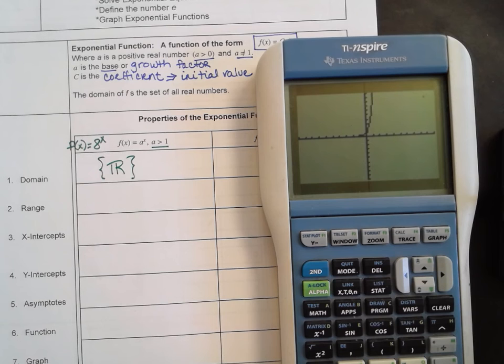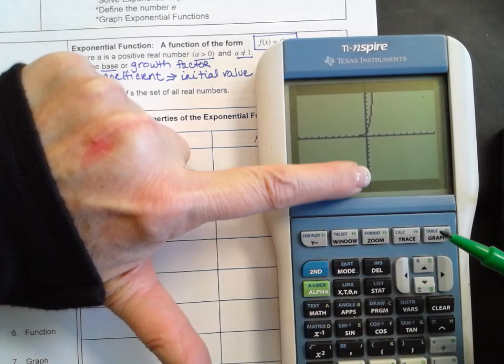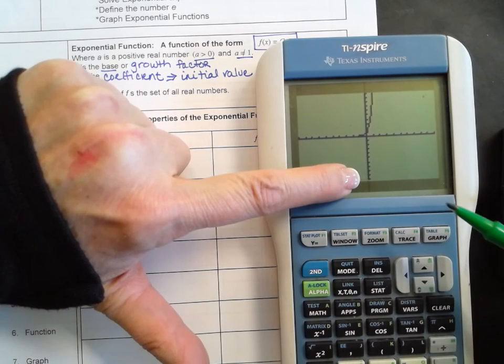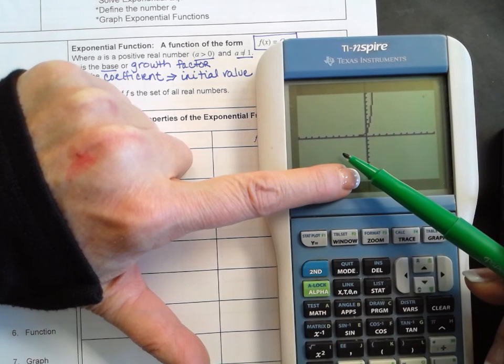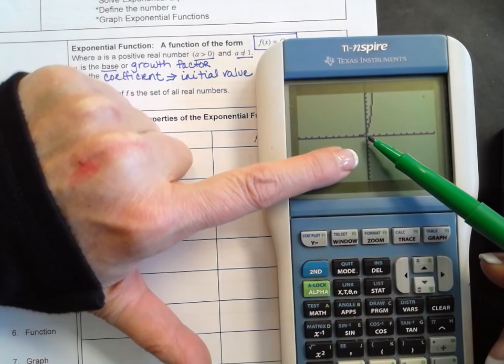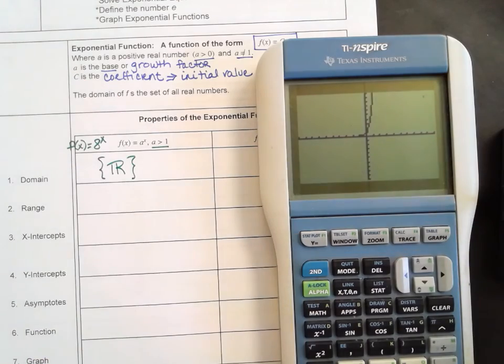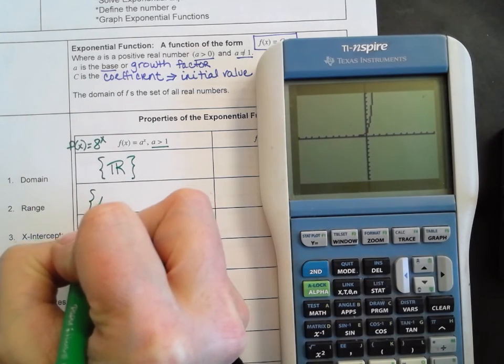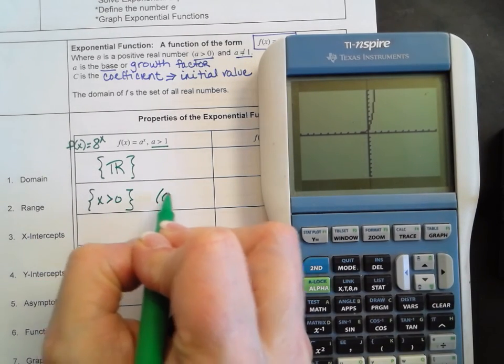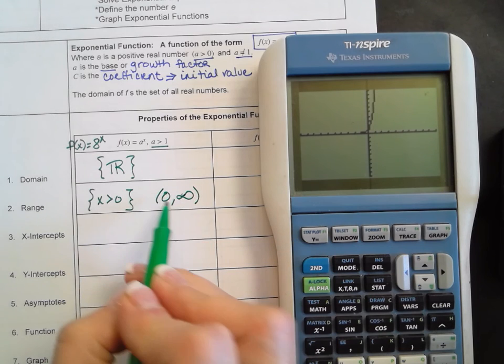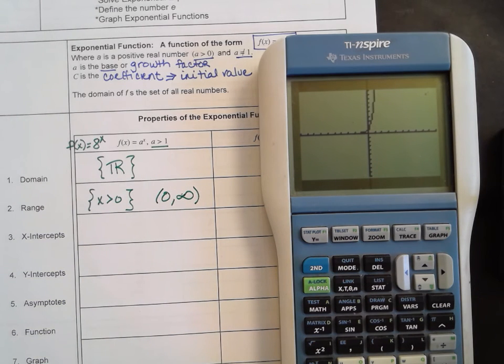Okay. What about my range? What am I going to have for a range? Because ranges are y values. Do I have any y values down here? Oh, I don't. My graph doesn't go down there. And it never touches 0, so that means it has to be that y is greater than 0, or we could write it as from 0 to infinity. Either one works.